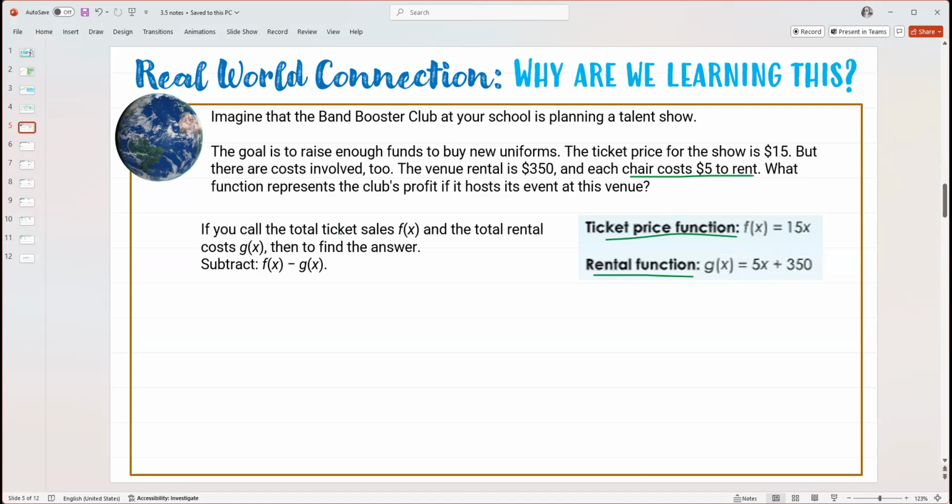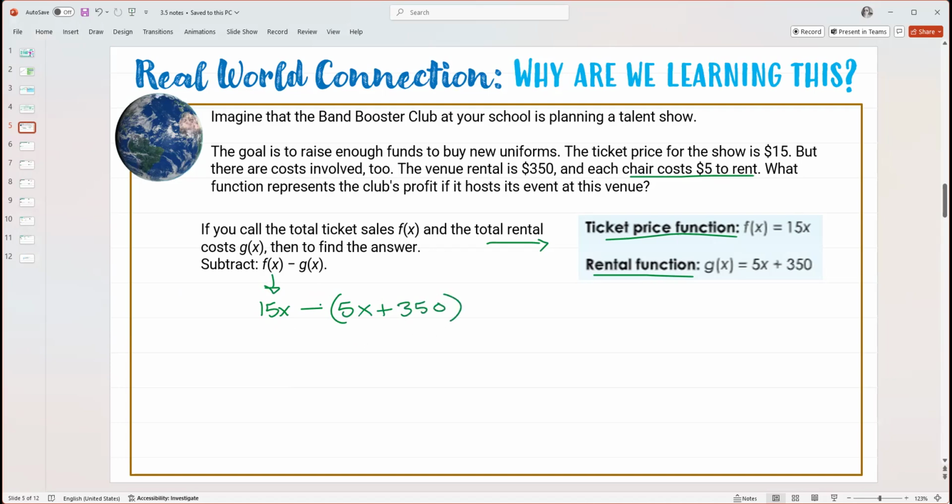If you call the total ticket sales f of x and the total rental cost g of x. So we did that. Then to find the answer, you would just subtract your 2 functions. So f of x is 15x minus g of x. So that's a whole big function. So we're going to put it in parentheses because we want to subtract all of it. 5x plus 350.